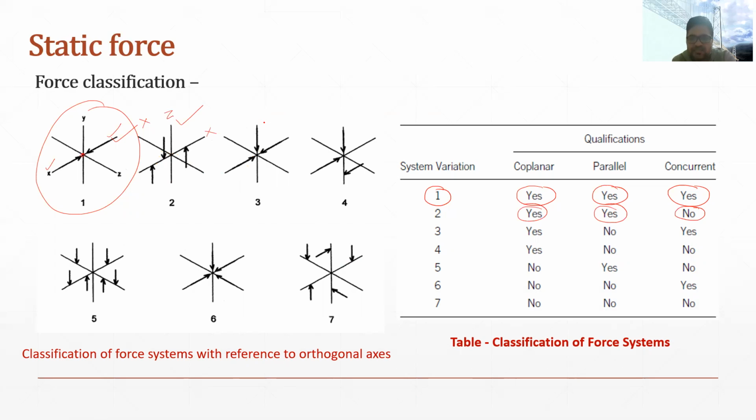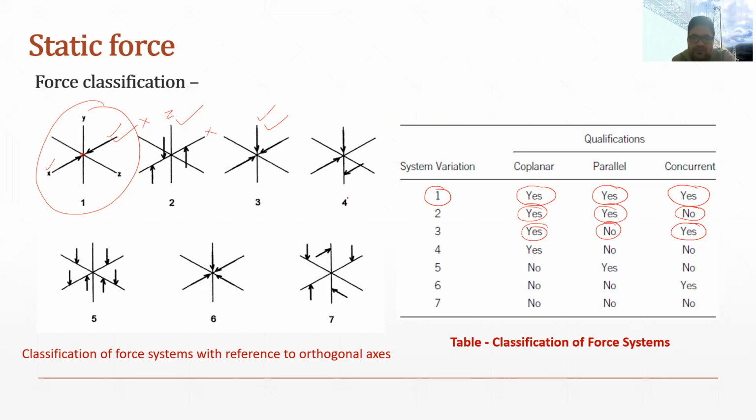Similarly, if we take the example of this one, there are again three forces. Now all three forces are not parallel to each other, but they are acting on a single point, or their point of application is the same. In that case they are concurrent, and also they are acting on the same plane, which is the xz plane. So you can see they are coplanar, they are not parallel, but they are concurrent.